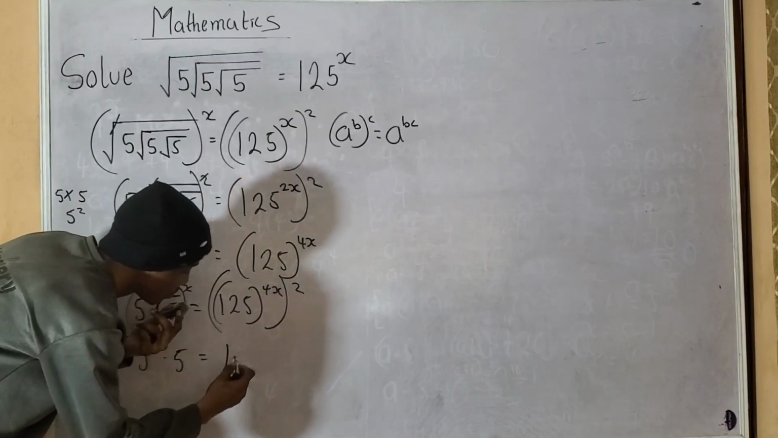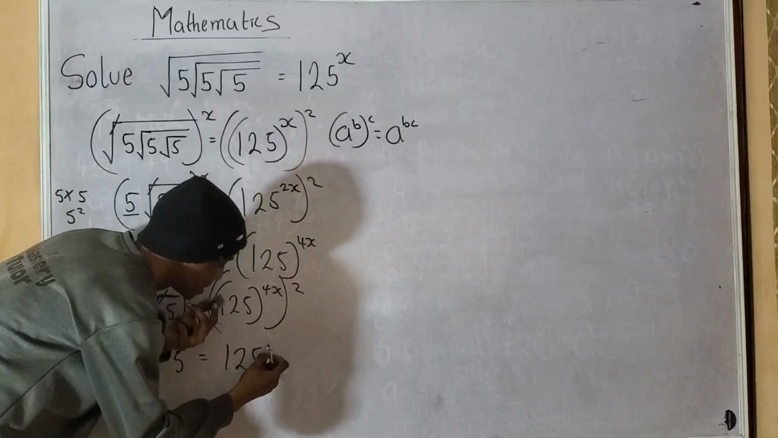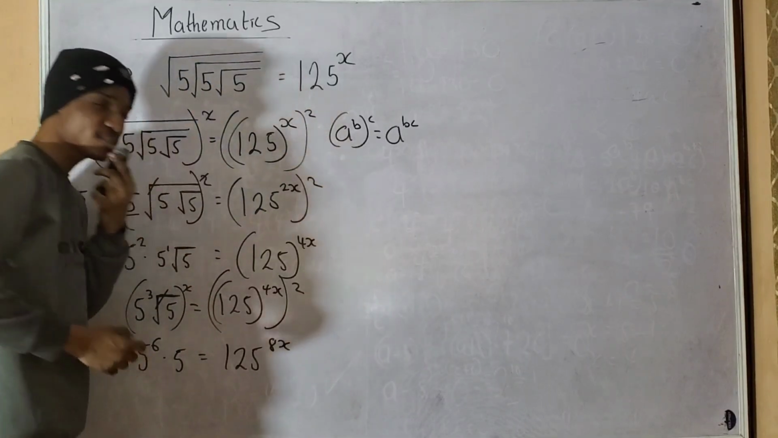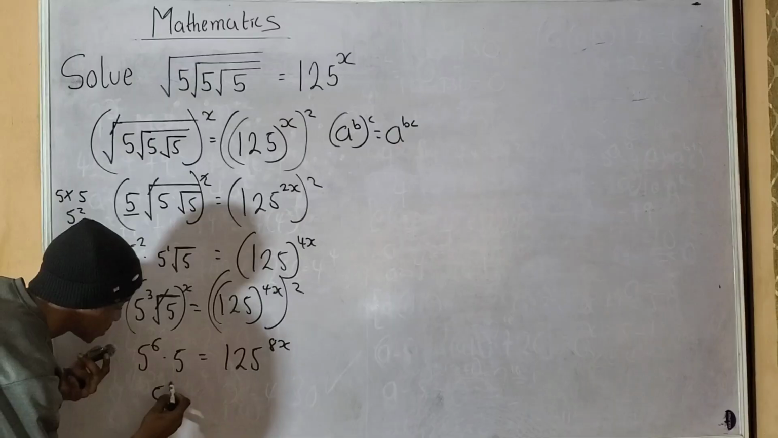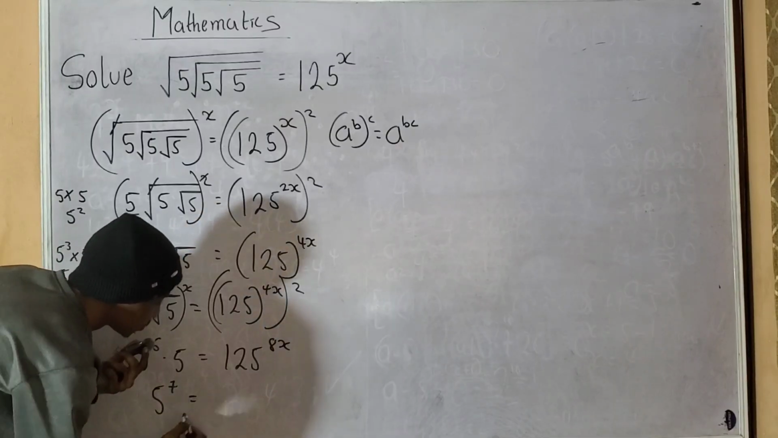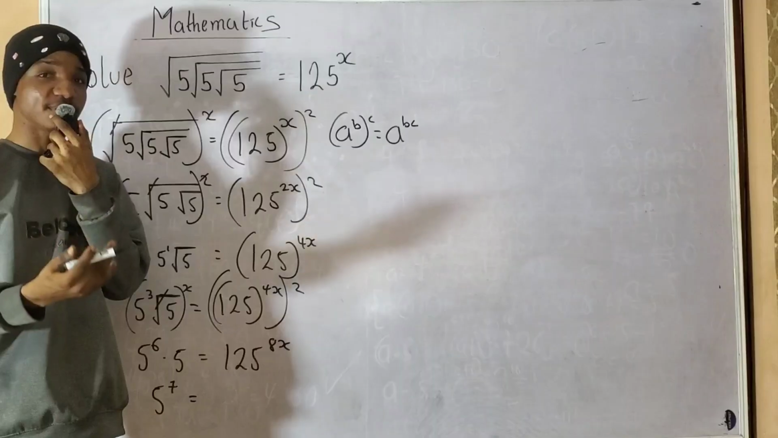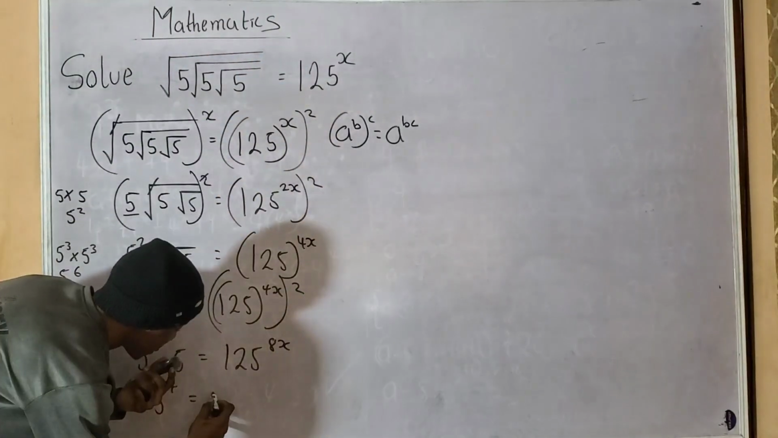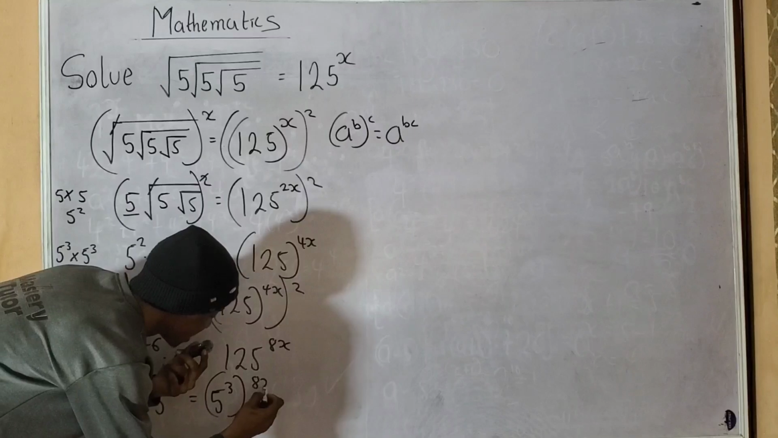This will be equal to 125 raised to the power of 4x times 2. That is what? 8x. Do you understand? Okay, so this becomes 5 raised to the power of 7 equals to, now 125 can be written as 5 raised to the power of 3, right? So I'm going to have 5 raised to the power of 3 raised to the power of 8x.